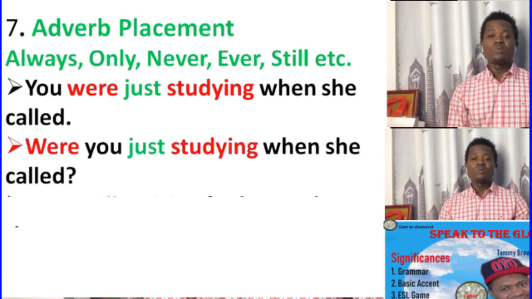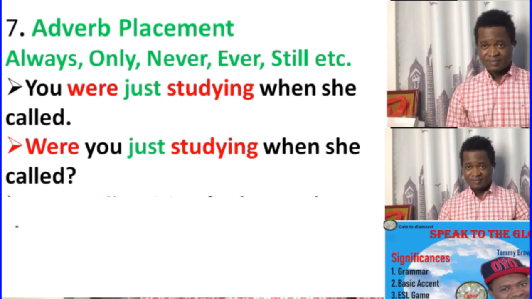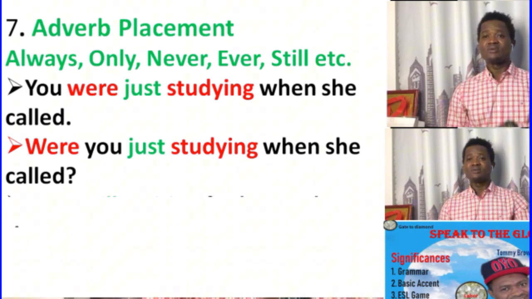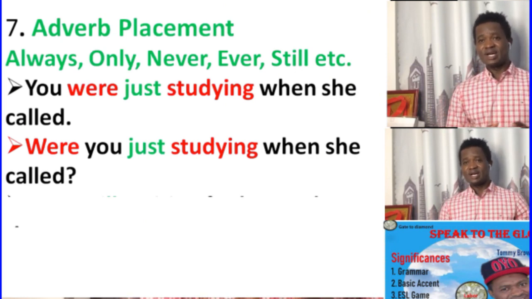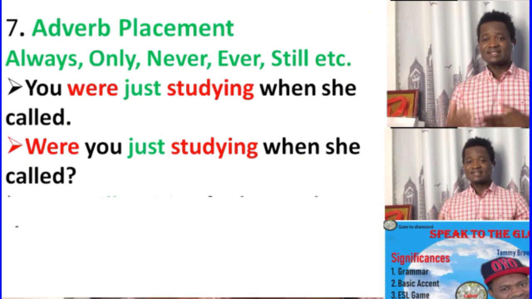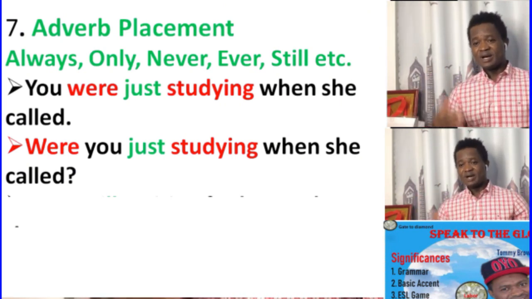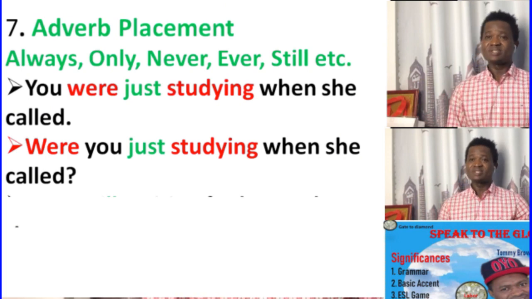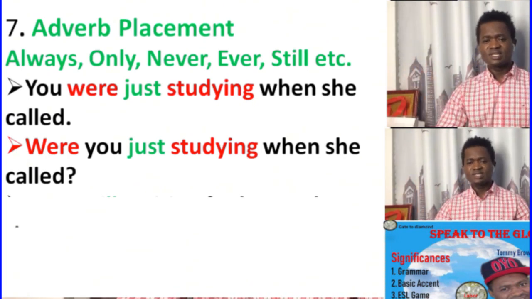Were you just studying when she called? There's a question form. So you've got to see the signal word just. The auxiliary verb comes before the subject and is followed by the signal word, and the signal word is between the subject and the main verb studying, because this is the question form. Okay, were you just studying when she called? Let's go to the next one.